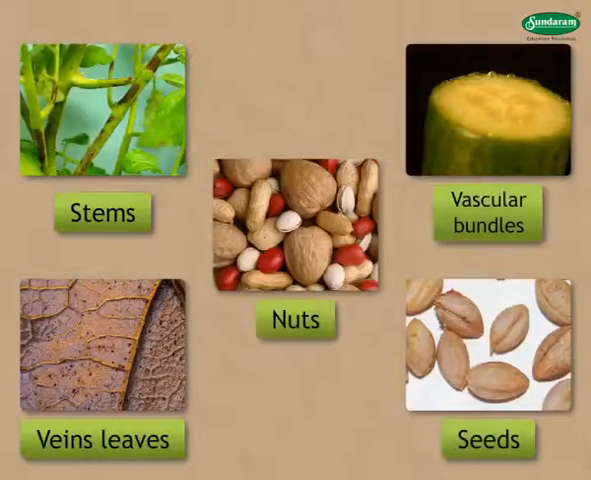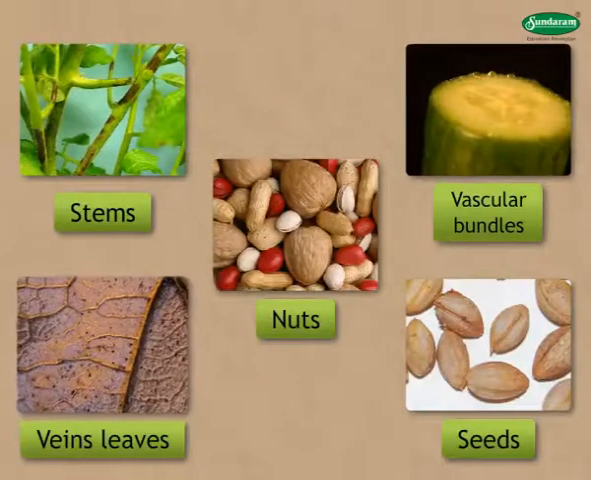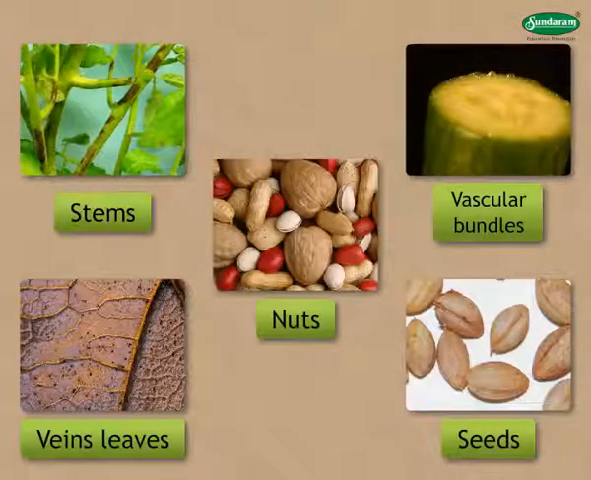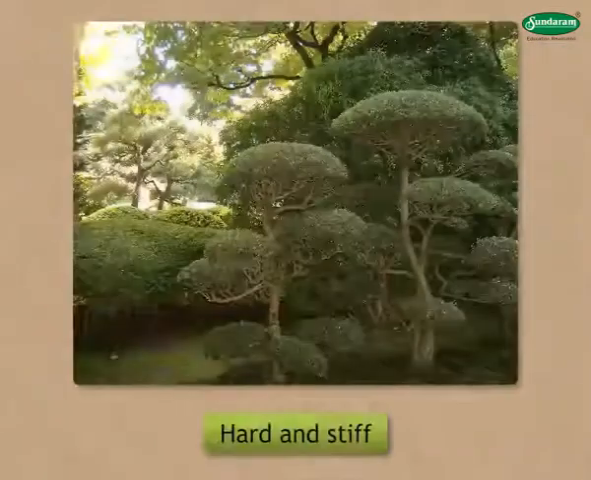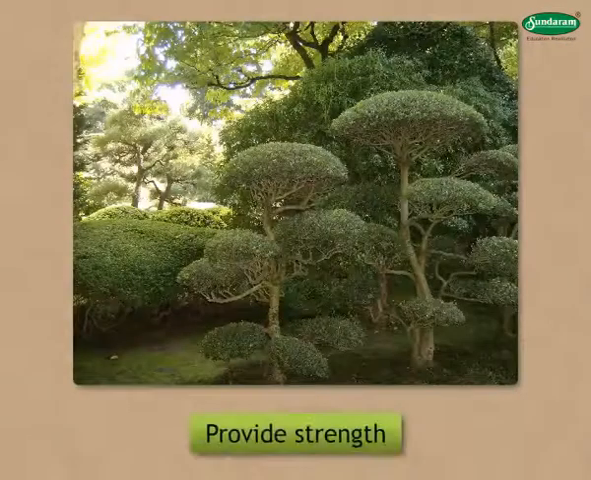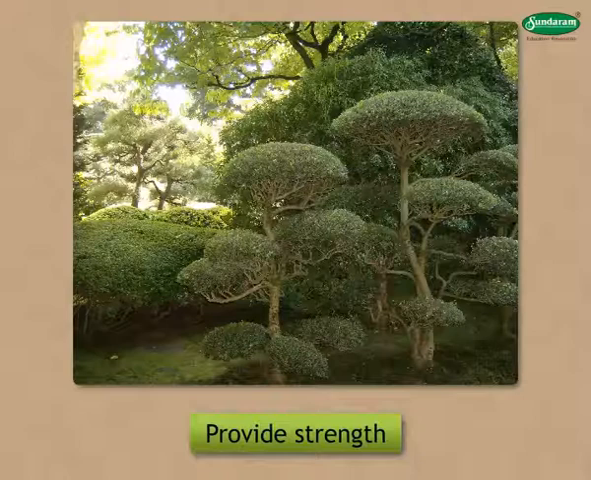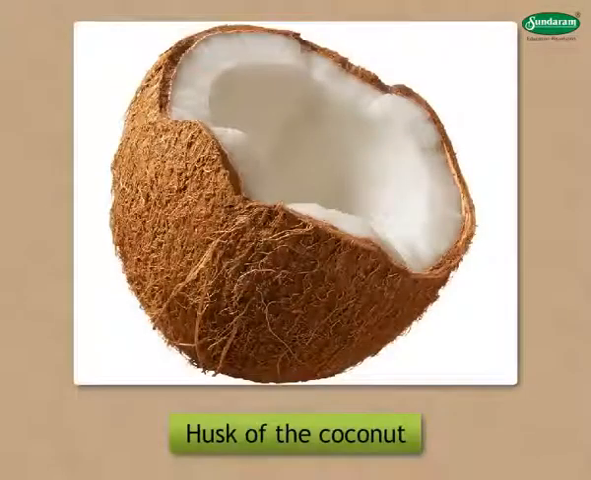This tissue is located in the stems around vascular bundles, in the veins of the leaves, and in the hard covering of seeds and nuts. Due to the specific structure, the tissue makes the plant hard and stiff. It provides strength to the parts of the plant, for example, husk of the coconut.